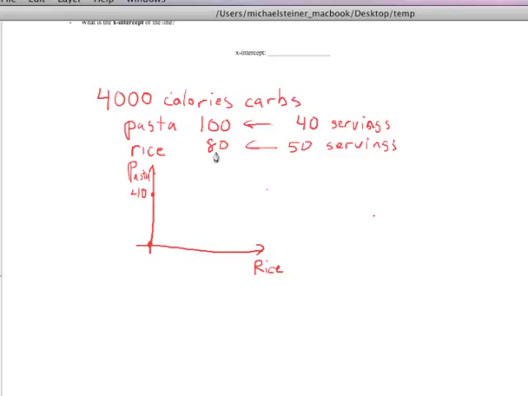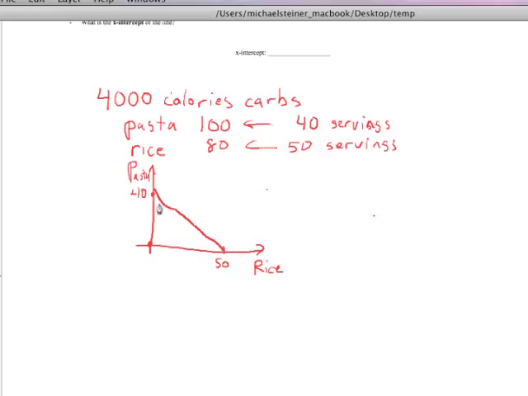And how much rice would we have? So the flip side is, what if the pasta was 0? So we're on the x-axis or the horizontal axis or the rice axis. What do you want to call it? We would have 50 servings of rice. And all the combinations of rice and pasta would fall along this line. And we'll talk about that in a second.